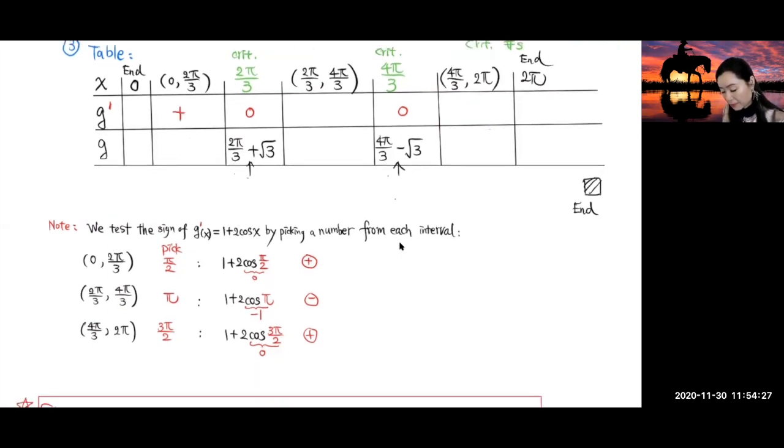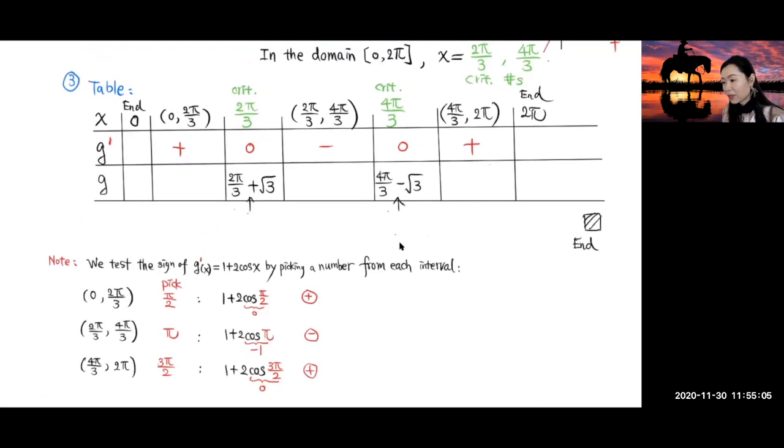The second one, from here to here, I'm going to pick pi. Pi is in here. So cosine of pi is -1. 1 plus 2 times -1 is negative. Okay, so that will be negative over here. And then from here to here, in this interval, we pick 3 pi over 2. 1 plus 2 cosine 3 pi over 2. Cosine 3 pi over 2 is 0. So this result will be positive.